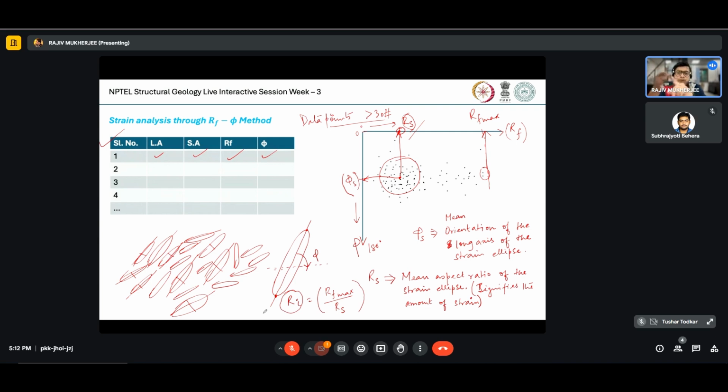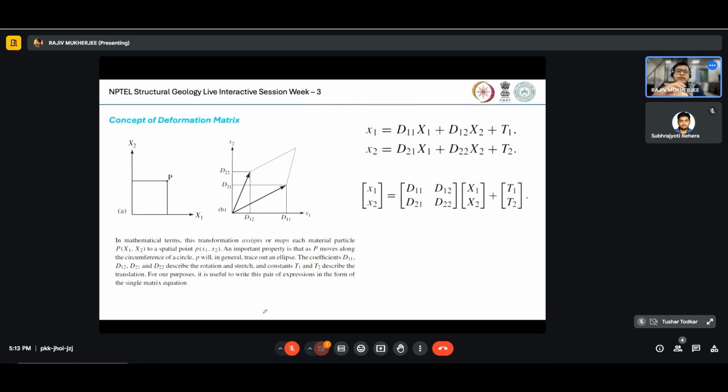So rotation, deformation, and translation all together will give us the cumulative strain in a rock or any kind of deforming material. So we just need to get these three pieces of information to estimate analytically how much strain has been accommodated in a deformed unit. And for that, we rely on the concepts of deformation matrices.